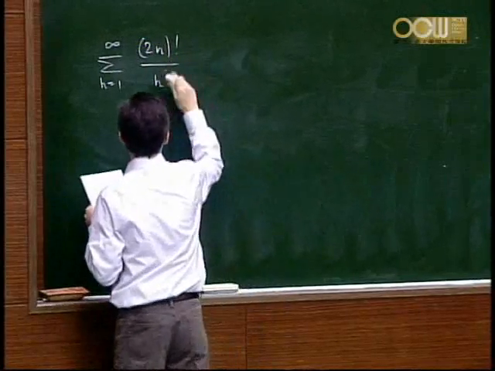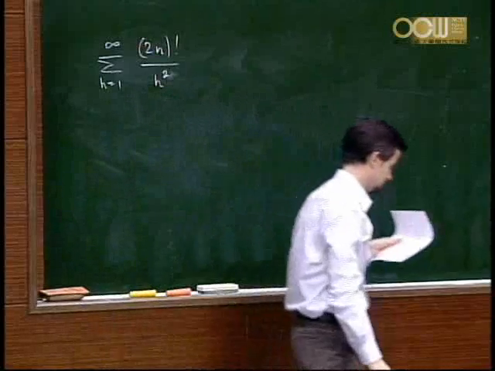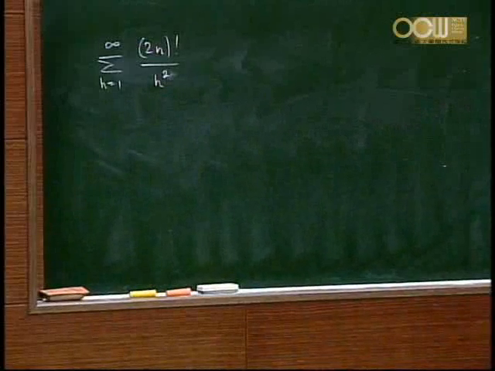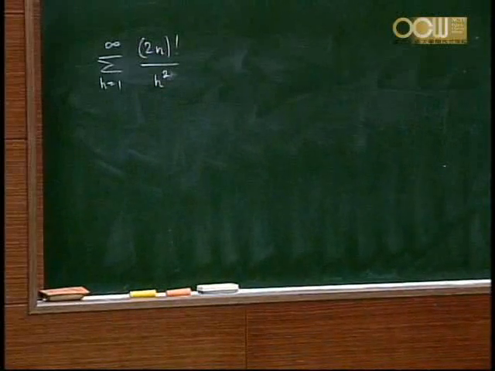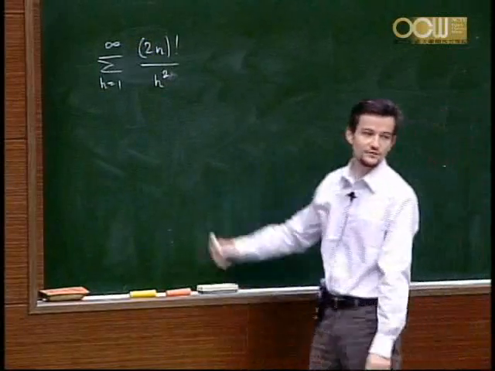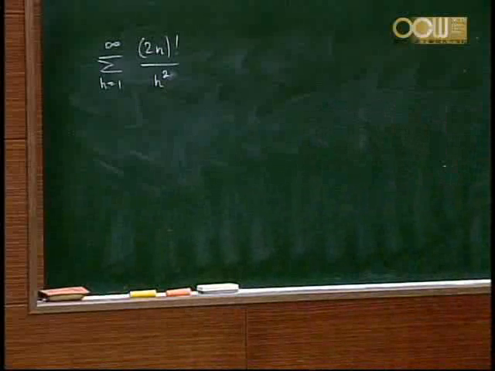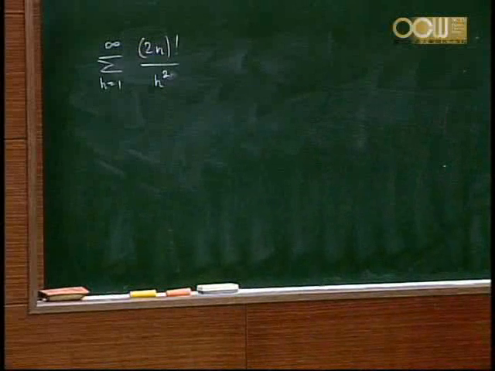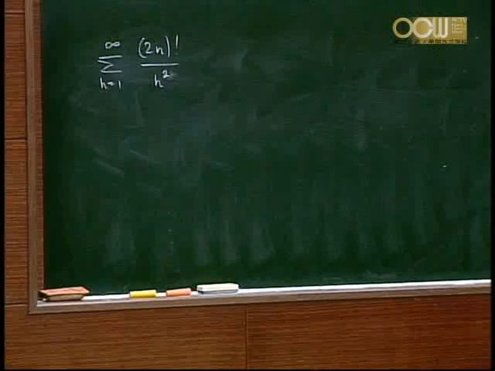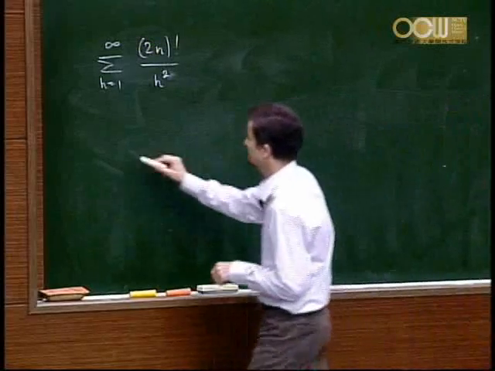Here's a square. What would you guess? If you look at this series, what would you guess? Convergent or divergent? Maybe let's just check it with the ratio test.